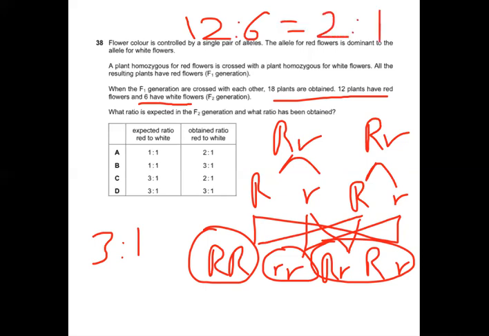So what ratio is expected in the F2 generation and what ratio has been obtained? This is the F2 generation. The expected ratio was 3:1 and the obtained one is 2:1. So that's why C is the correct option.